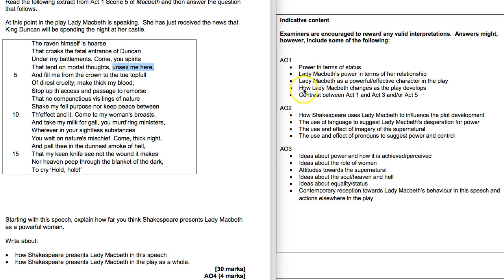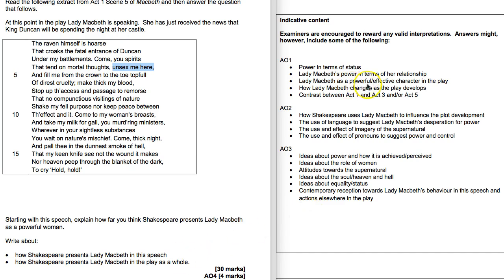I'm just going to work my way through the indicative content to show you how you can structure your essay and your revision using this, because these themes will pop up if you're writing about Macbeth. Just because this is about Lady Macbeth doesn't mean that the themes will necessarily change. So this revision will help you for both characters.